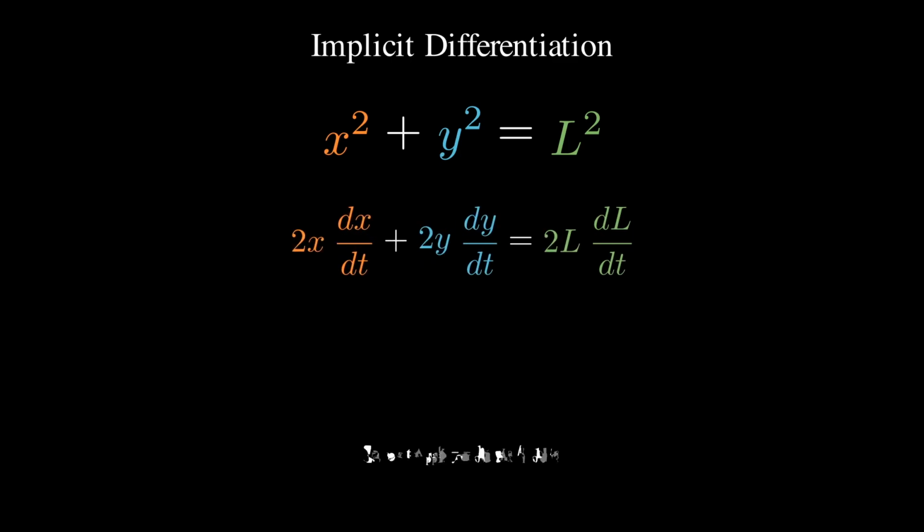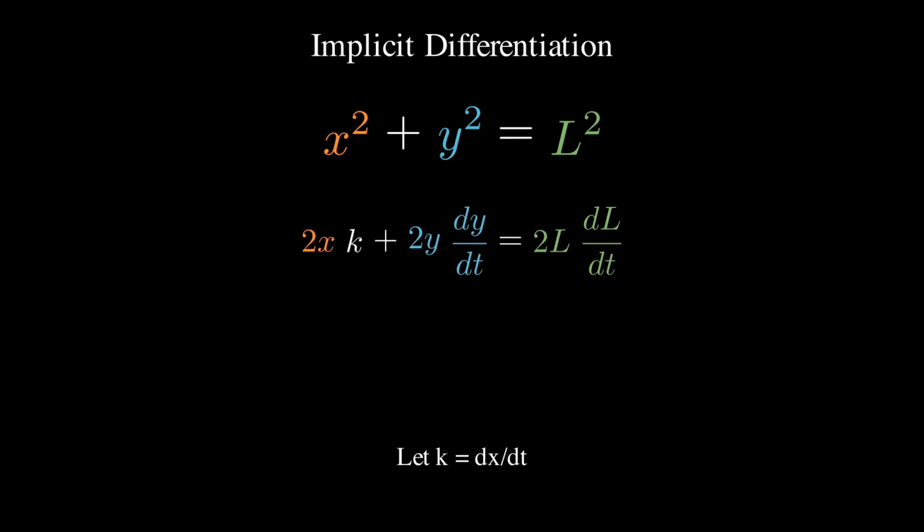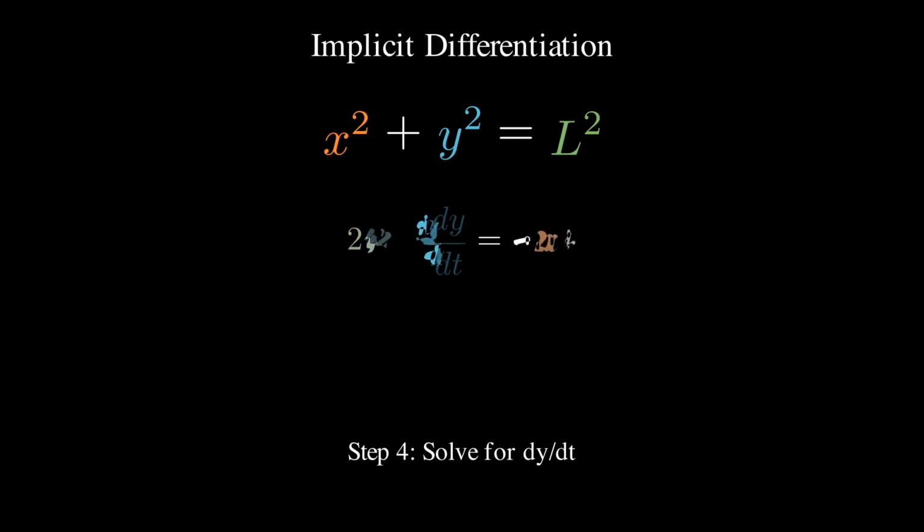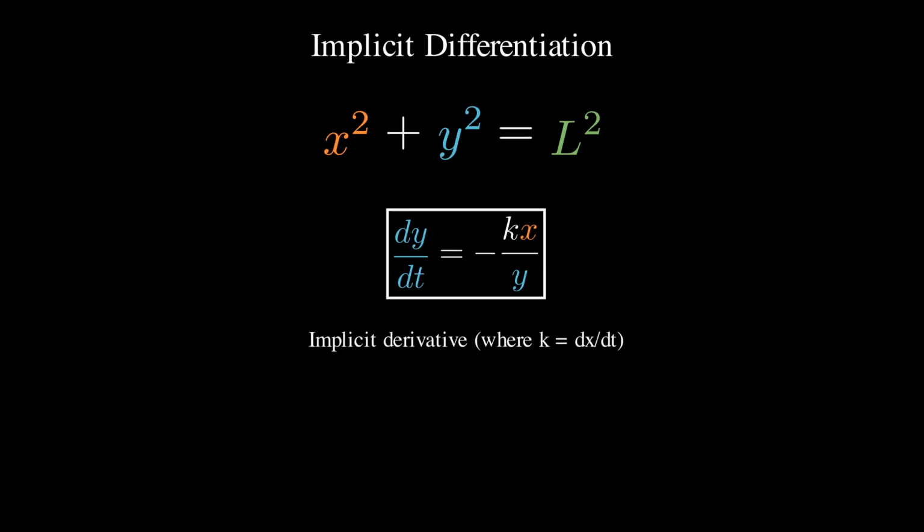From the setup, we have k equals dx/dt. Since the ladder is not changing length, dL/dt is 0. Finally, we solve for dy/dt. Doing so gives us dy/dt equals negative kx over y. Performing some analysis on this differential equation, we note that for small y, dy/dt is going to blow up.